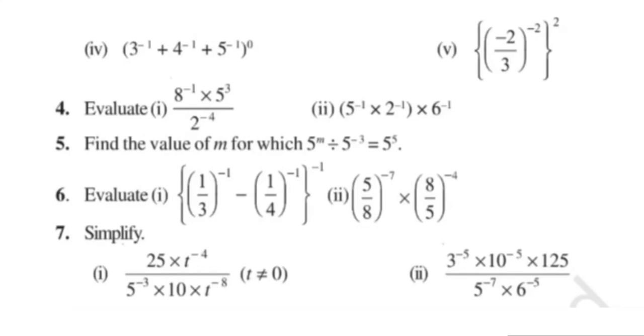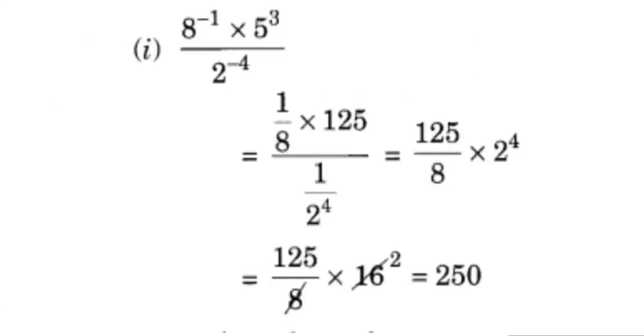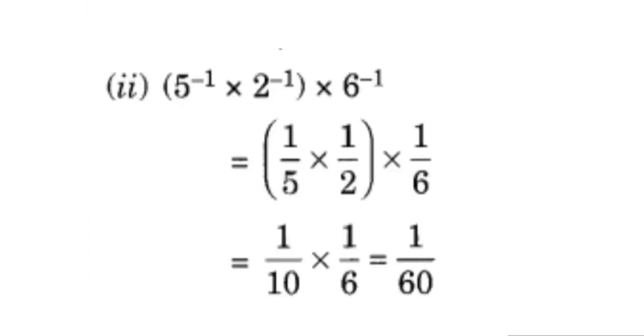Now see question number 4. Evaluate number 1. 8 raised to minus 1 into 5 cube upon 2 raised to minus 4. This 8 raised to minus 1 we can write 1 upon 8 into 5 cube is 125 upon 1 upon 2 raised to 4, is equal to 125 upon 8 into 2 raised to 4 will come. 2 raised to 4 is 16. So 125 upon 8 into 16. Answer is 250. Now number 2.